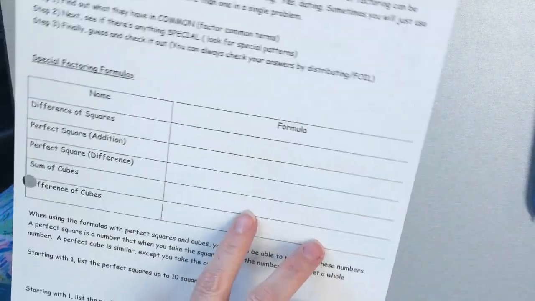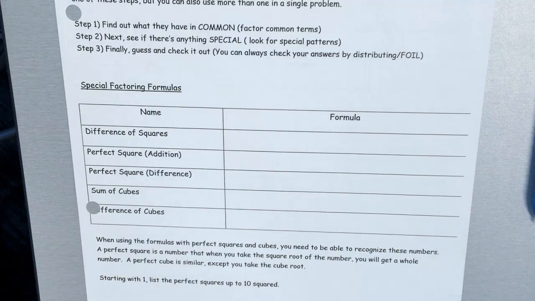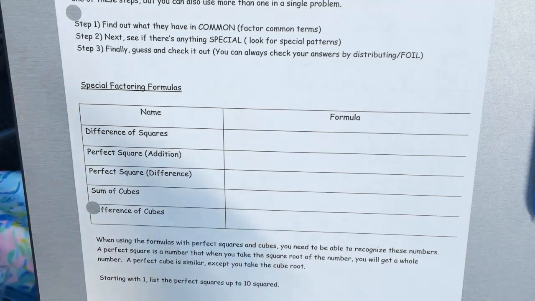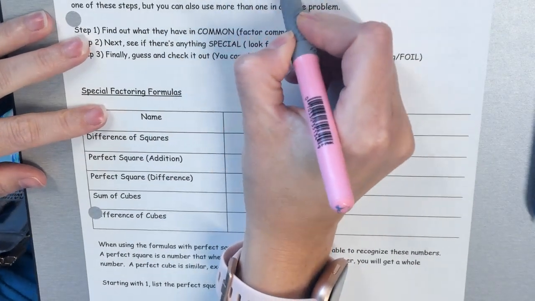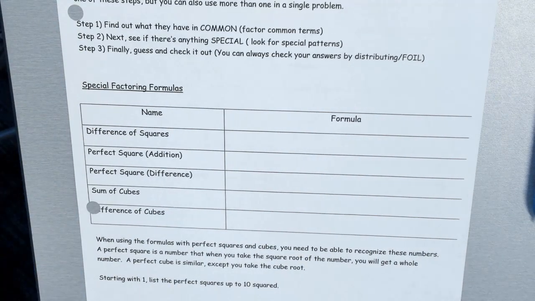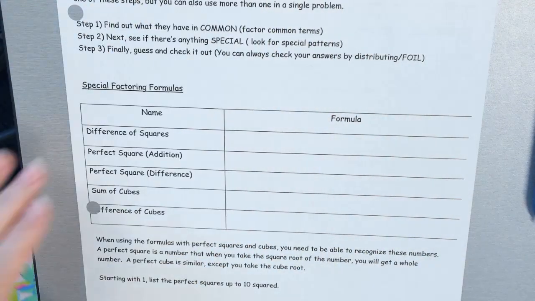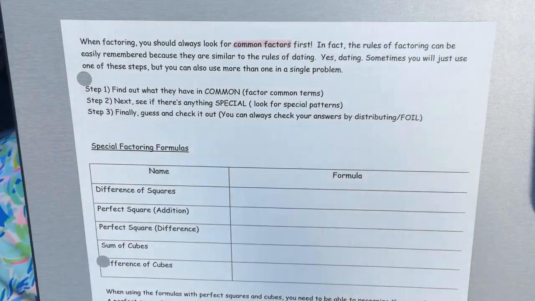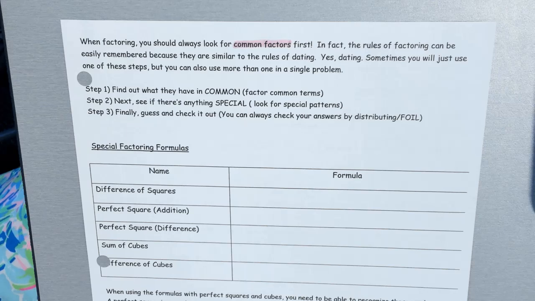All right, and then we are going to talk about the wonderful world of factoring. So when you are factoring, you should always look for your common factors first. Okay, what they have in common. So I always tell my students that you can remember the rules of factoring easily because they're just like the rules of dating. Yes, dating. Sometimes you will use one of these steps, but you can use more than one in a single problem.